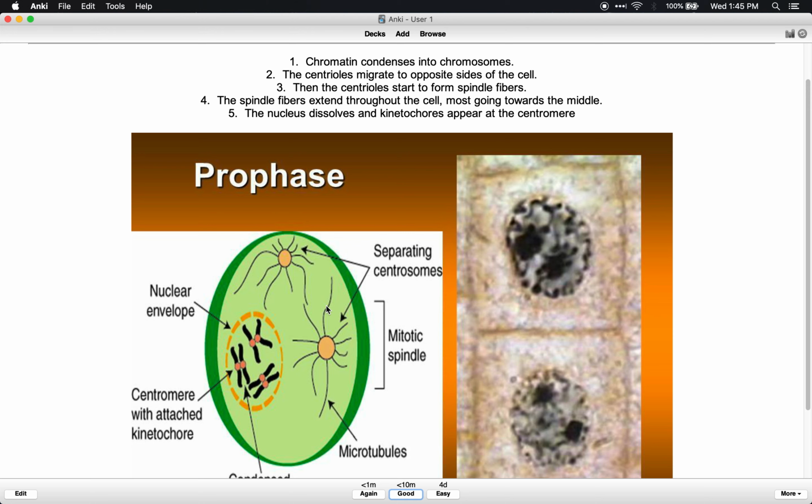Chromatin condenses to chromosome. Centrioles begin to migrate. Centrioles start to form spindle fibers, and spindle fibers begin to extend throughout the cell, mostly going towards the middle. And the nucleus dissolves and the kinetochore appears at the centromere.